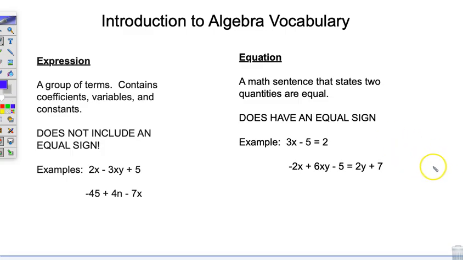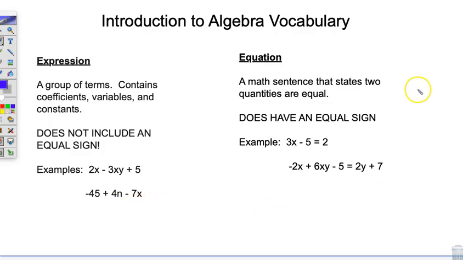Knowing the difference between an expression and an equation is particularly important in algebra. An expression is a group of terms. It contains coefficients, variables, and constants. It does not include an equal sign. Here are two examples of an expression: 2x subtract 3xy plus 5, and negative 45 plus 4n subtract 7x.